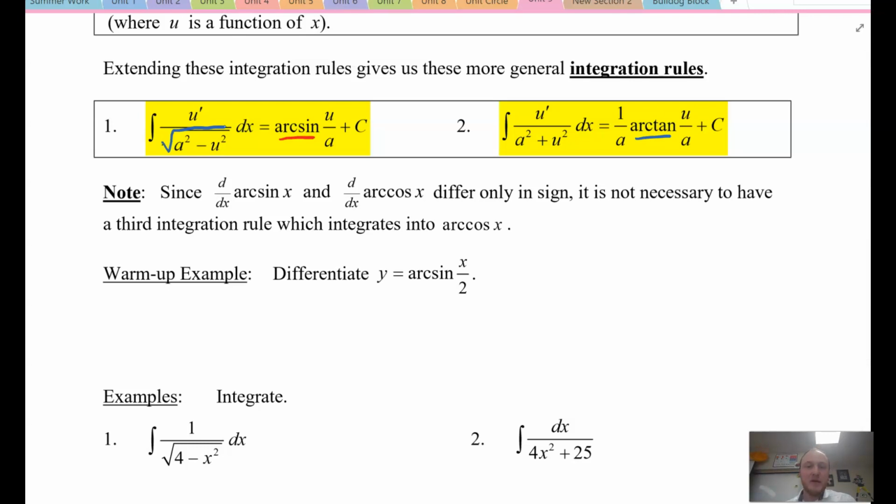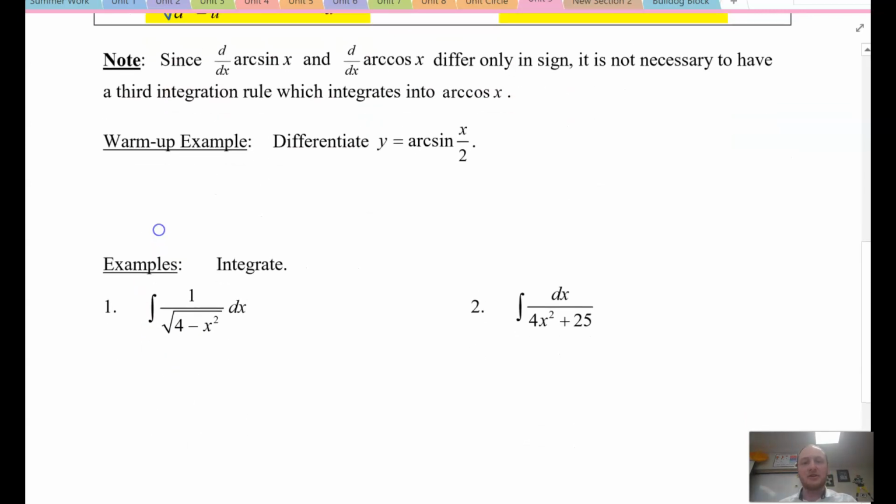Okay, so let's notice too that these a's pop up, and we're like, what the heck are these a's? We didn't see these when we were talking about derivatives. Well, let's warm up our brains. So here, differentiate y is equal to arcsine of x over 2. So go ahead, pause me, please do that.